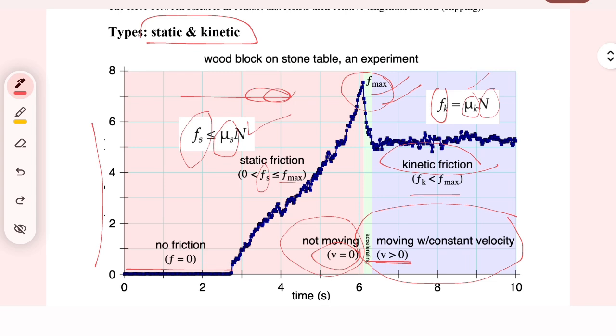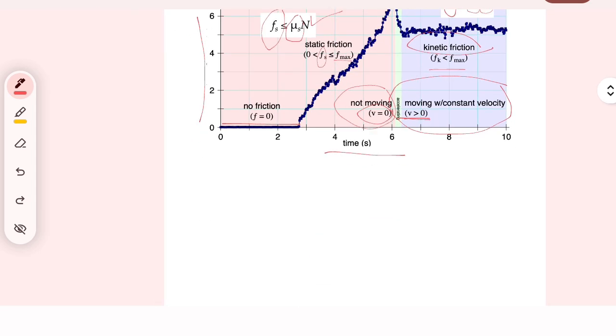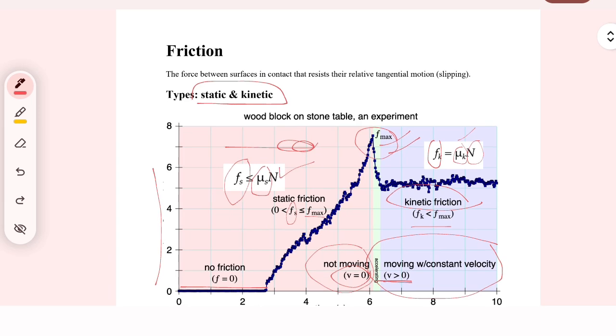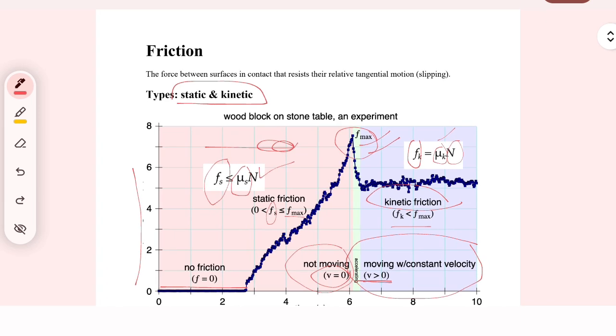And the coefficient involved there is the coefficient of kinetic friction. All right, I hope you got the idea.